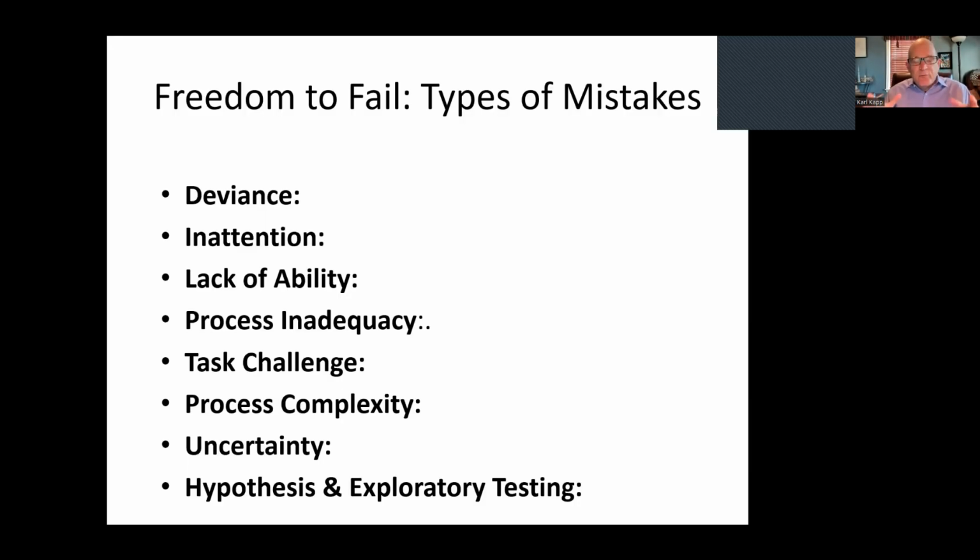So we've seen that we can actually learn from mistakes, and there are lots of different kinds of mistakes that people can make. So you can deviate, you can do something away from the norm or the standard. You can make a mistake because you're not paying attention. You can make a mistake because you have a lack of ability, which is what scenarios are about, to give people that ability or that learning perspective. Maybe the process itself is broken.